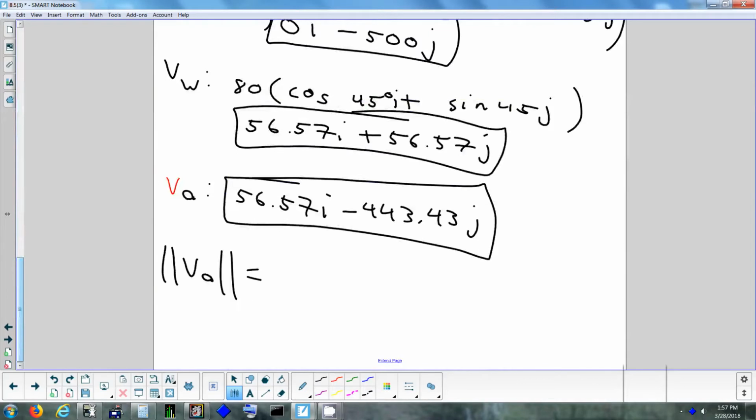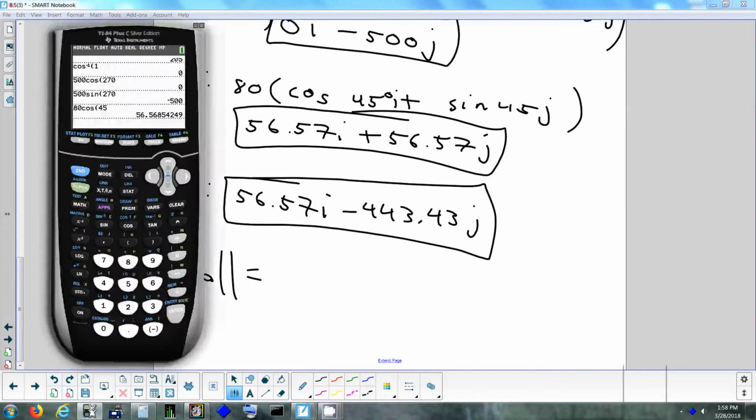So the magnitude of that would give you the speed of the plane. And now from here, it's just like using your Pythagorean theorem. So it's the square root of 56.57 squared plus 443.43 squared. And if you're saying, well, wait, you forgot the negative, it doesn't matter because it's going to cancel out. So the speed of the plane is 447.02 miles per hour.